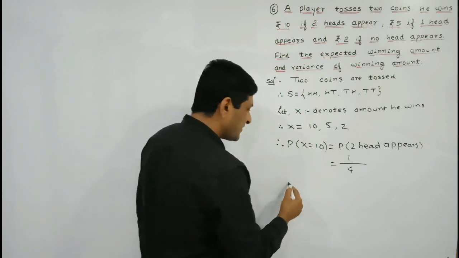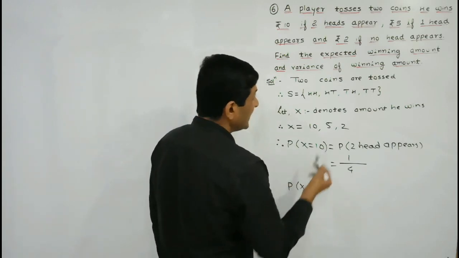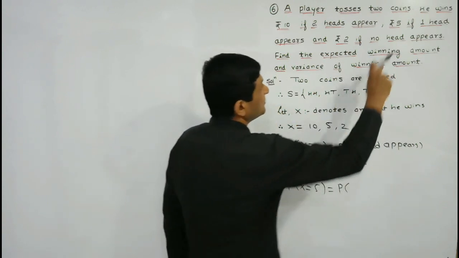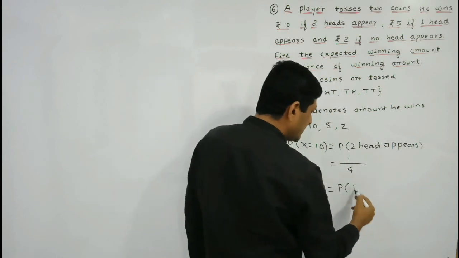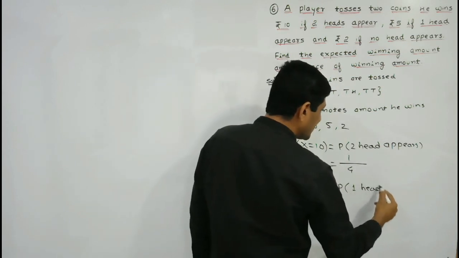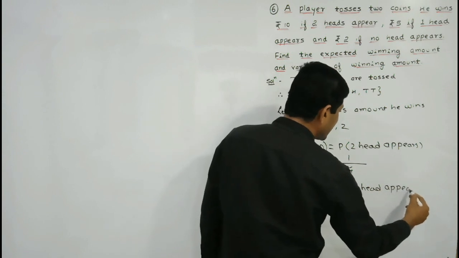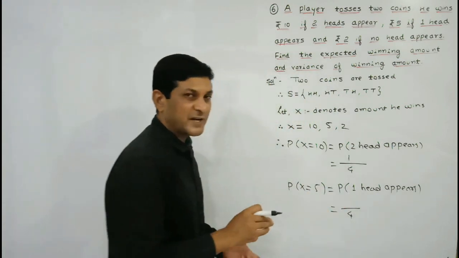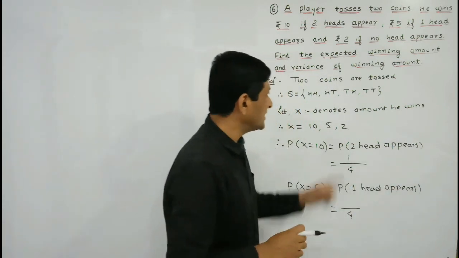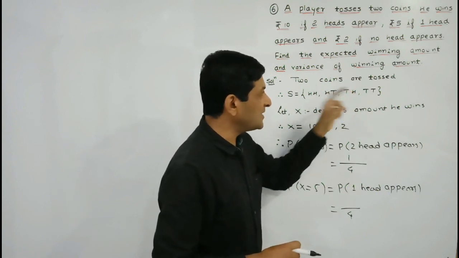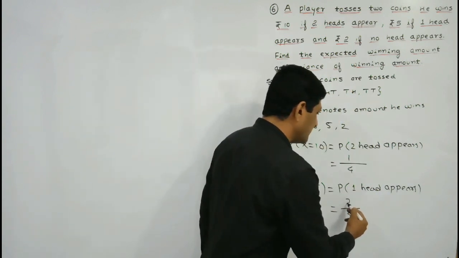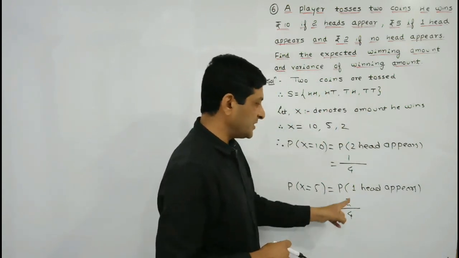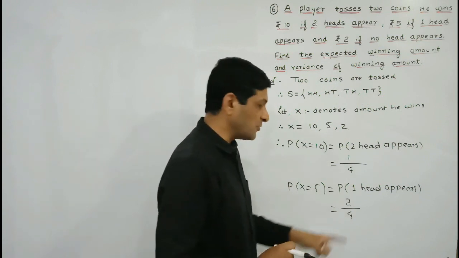Now we are finding the probability when x is equal to 5. X equals 5 when he wins rupees 5 if 1 head appears, so it is the probability that 1 head appears. Check how many elements satisfy this condition. Total outcomes are 4, and in these you have to find the elements in which 1 head appears. 1 head appears here and here, so 2 elements satisfy this condition. Out of 4, 2 elements have 1 head, so the required probability will be equal to 2 by 4.